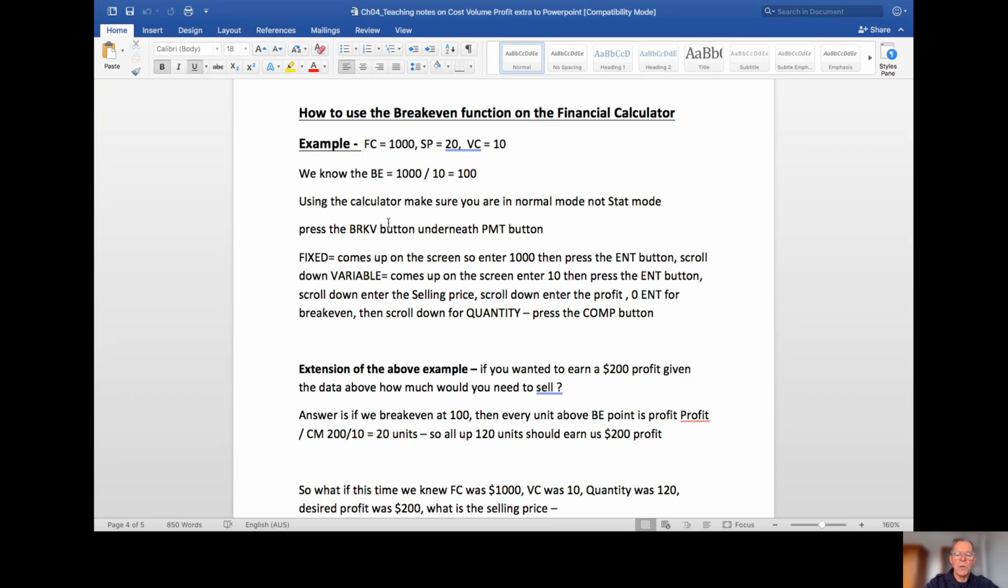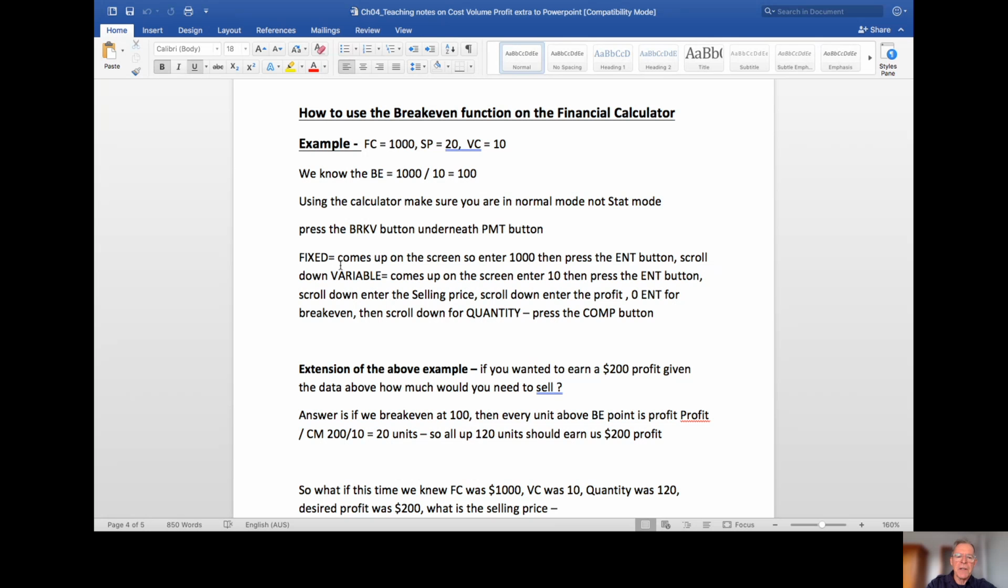So we know the answer is 100. Now there's a button, we'll look at this. I don't have my camera on to be able to show you. It's underneath the payment button on your calculator, pretty easy to find. And it says BREAK, short for break even, of course. Or could be short for breakfast. No, it's short for break even. And so when you hit the break even, it comes up with fixed equals. It's asking you to enter the fixed cost. So we just enter $1,000 and press the enter button over on the right-hand side.